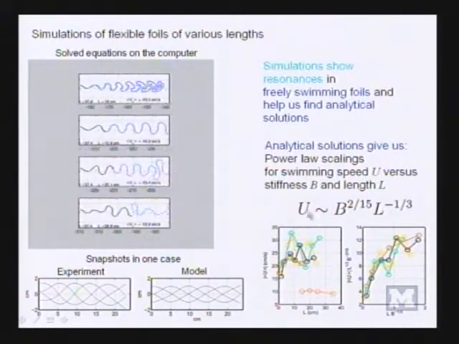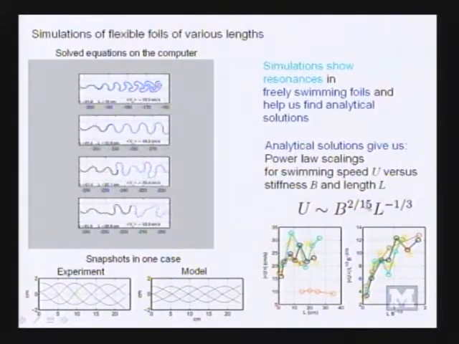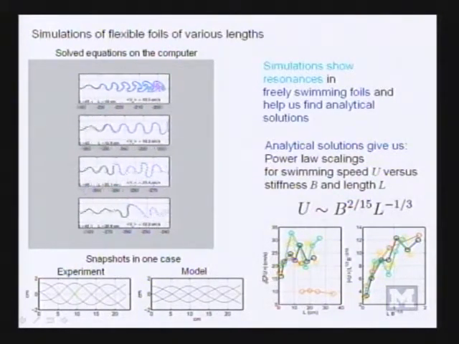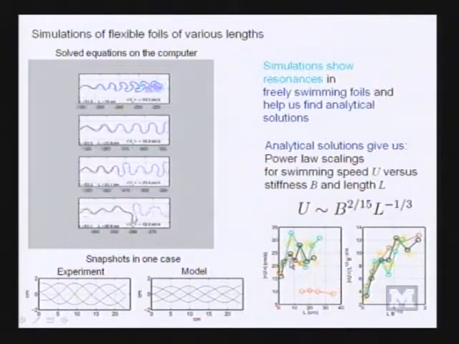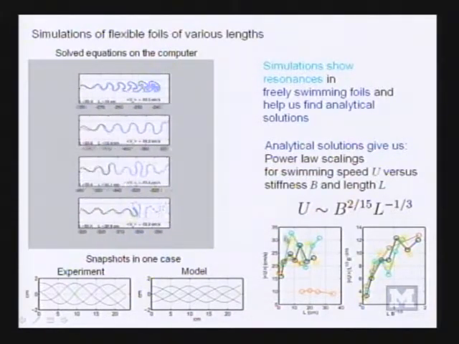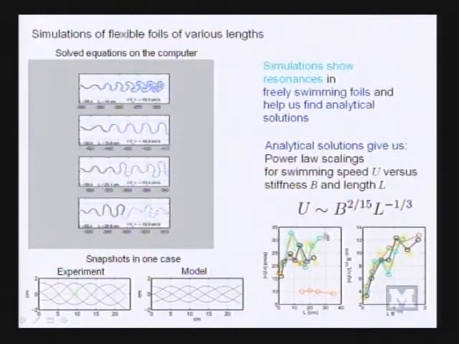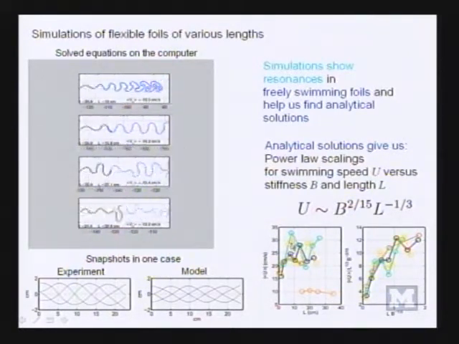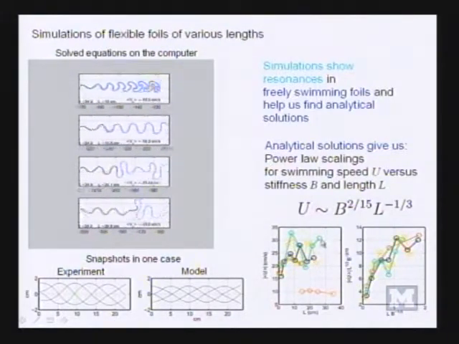Okay, and so a test of whether this relationship is true is to take some data from the experiment. That's what's shown here. So I have swimming speed versus length for 5 different foils with different stiffnesses, B. And so you can see that the swimming speed has some peaks, and then it has some troughs, and then some other peaks.